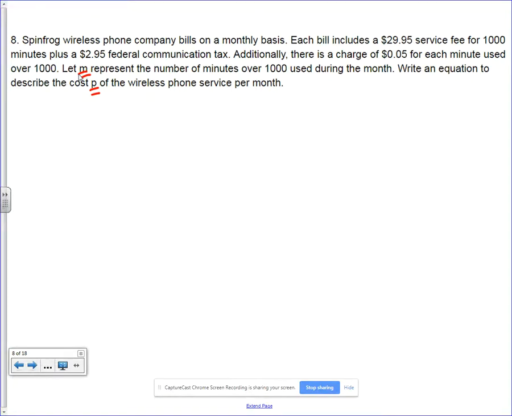So I am trying to find an equation for P. How much is it going to cost me for my phone bill? Well, right off the bat, it costs me $29.95 for the phone, and that's for 1,000 minutes. I also have to pay $2.95 in tax, and then I have to pay 5 cents for each minute over 1,000, and that was M.